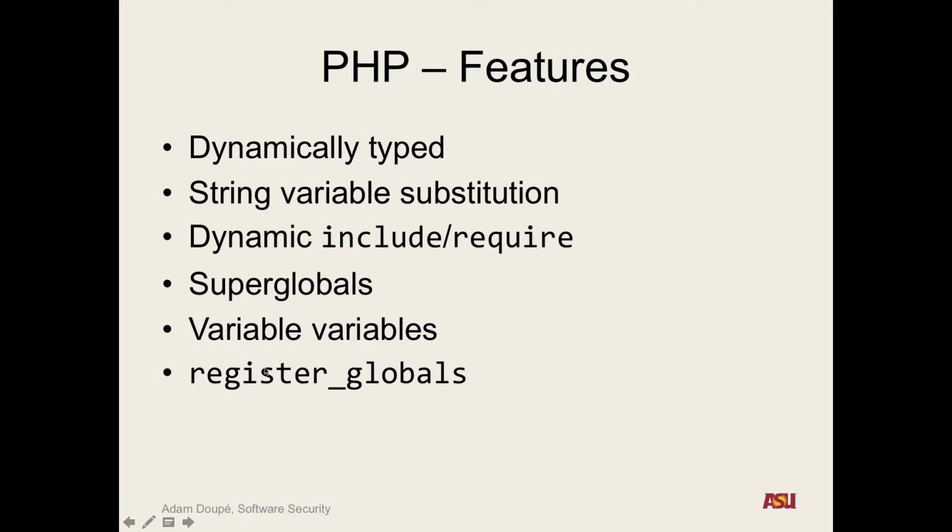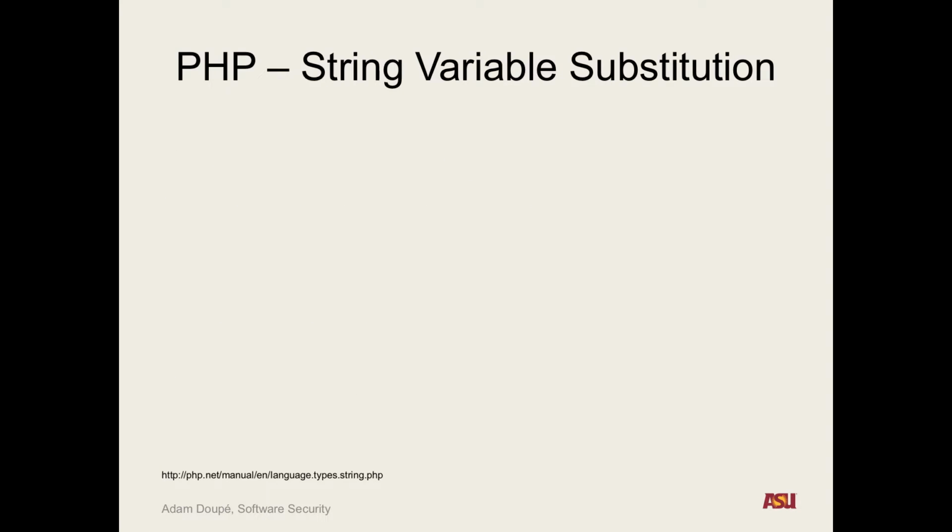It has crazy features like register globals, which will automatically create local variables in the scope of your program with the names of parameters that come from the user. Crazy. All right, so let's look at some of these.